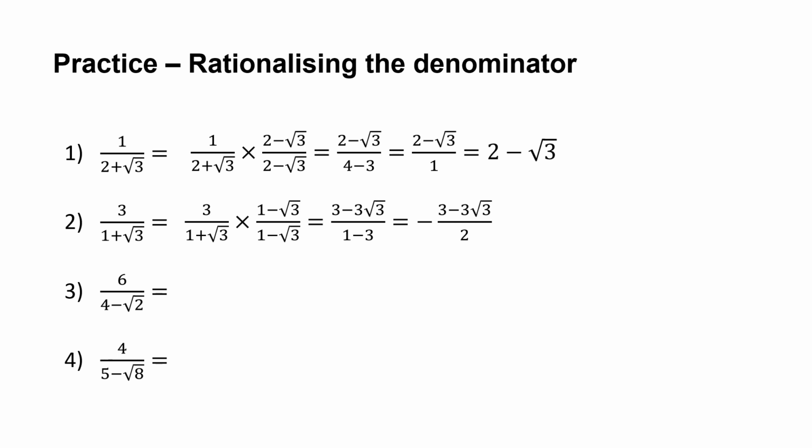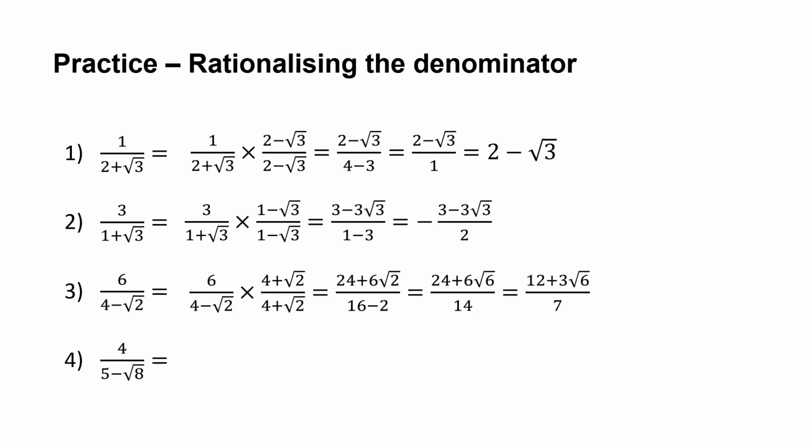Moving on, we have 6 divided by 4 minus root 2. We're going to multiply top and bottom by 4 plus root 2. That's going to give us 24 plus 6 root 2 divided by 16 minus 2. That is 24 plus 6 root 2, I apologise, divided by 14. And we can simplify this as we can divide each term in here by 2. So we're going to have 12 plus 3 root 2 over 7.